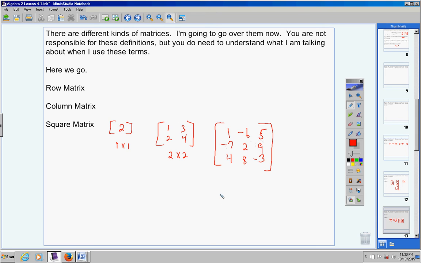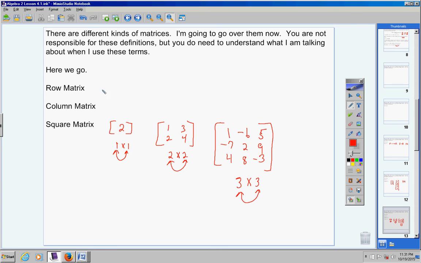That is a square matrix because I have 3 rows and 3 columns. It's a 3 by 3. So whenever your rows match the columns, in other words, there's the same amount of rows as there are columns, then you have a square matrix. I could go on. I could draw a 4 by 4, a 5 by 5, a 6 by 6. There's no need to do that. You understand a square matrix is a matrix that has the same amount of rows as columns, or the same amount of columns as rows, okay?